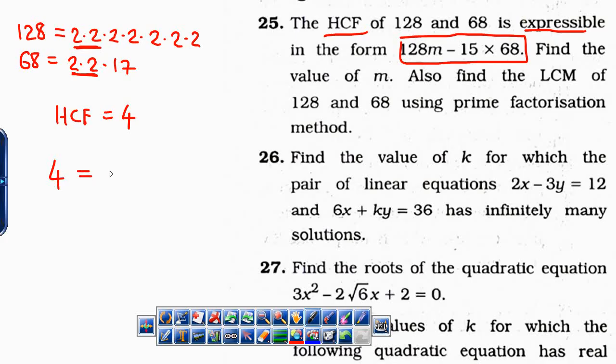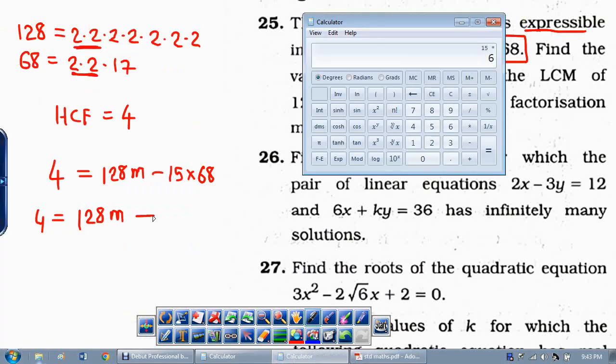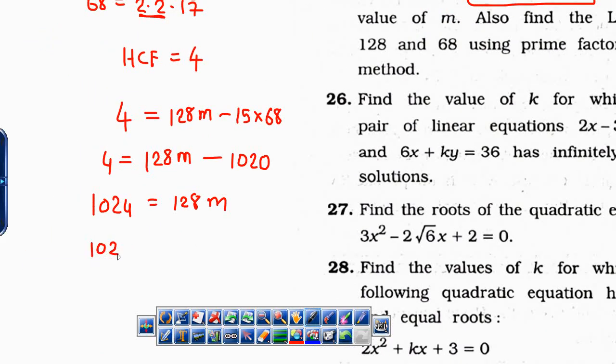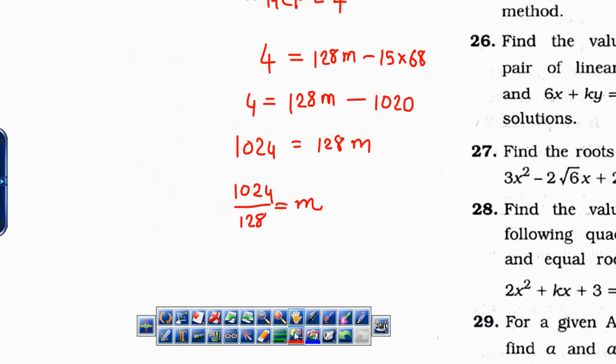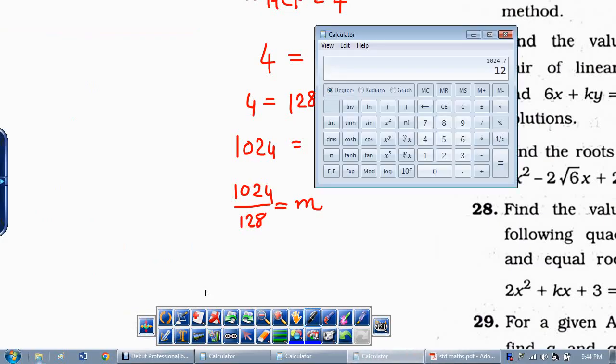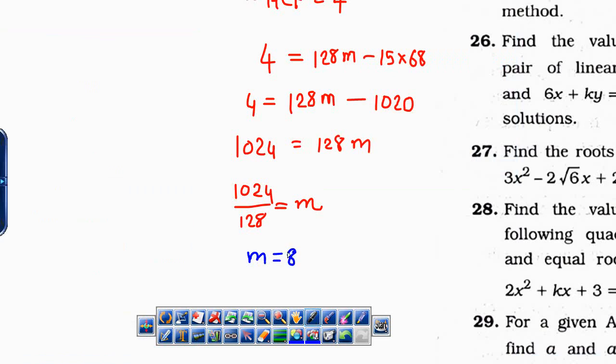मतलब हमारा HCF और उनका HCF कुछ ऐसा है. तो m की वैल्यू मिल जाएगी. 128m minus 15 into 68, 1020. 1020 लेफ्ट साइड जाएगा और प्लस हो जाएगा 1024 and 128 will be divided. सब कुछ 2 से बना हुआ है. शांति से कैंसिल करोगे 2 से 2 से 2 से 2 से अपने आप आंसर आ जाएगा. I am not spending time. Answer is m is equal to 8.